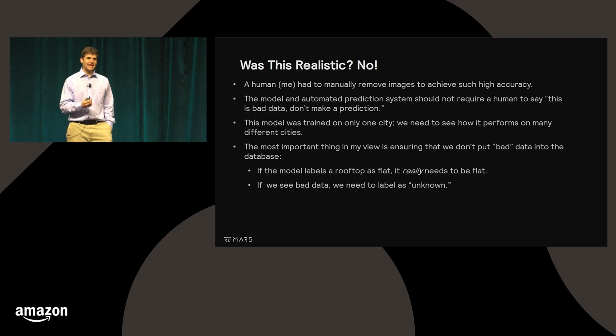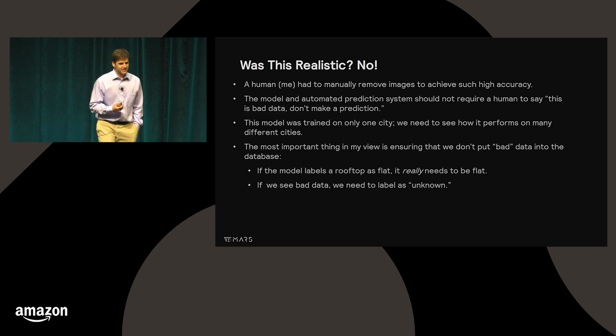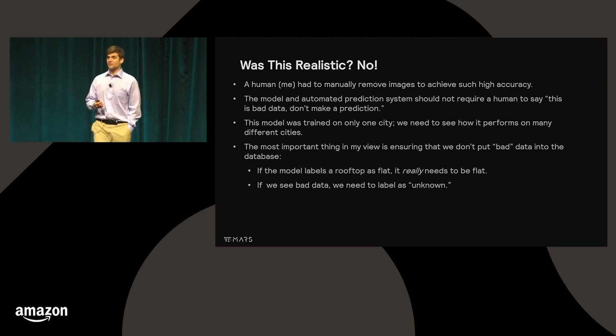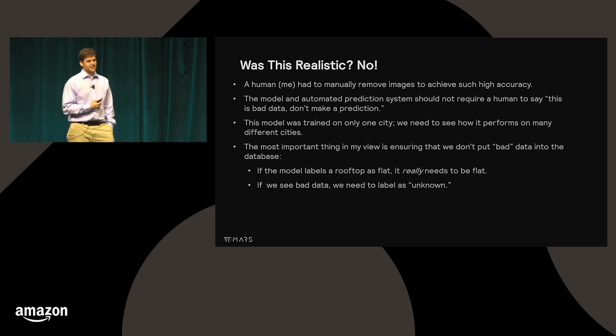And the most important thing that I got from working with this is that it's really important not to put bad data in our database. What that means is that if our model says that something is a flat roof, it really needs to be a flat roof. I don't want to land on something that's really not a flat roof. And if I see bad data, we need a way to label this as an unknown prediction.